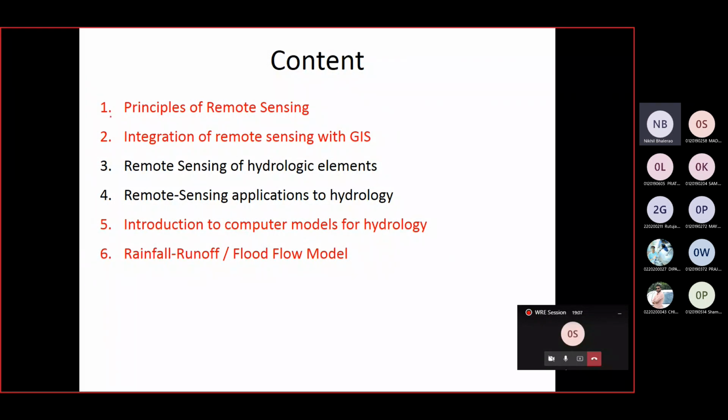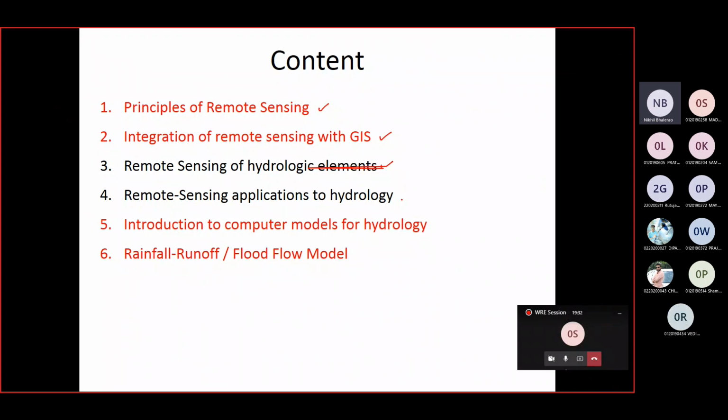So to start with today's session, I have already shared the agenda we are going to cover in today's session. So just going through the contents of this unit number 6, we have gone through the principles of remote sensing. Then we have covered the integration of remote sensing with the GIS and hydrological elements, and how we can apply remote sensing in determining hydrological data.